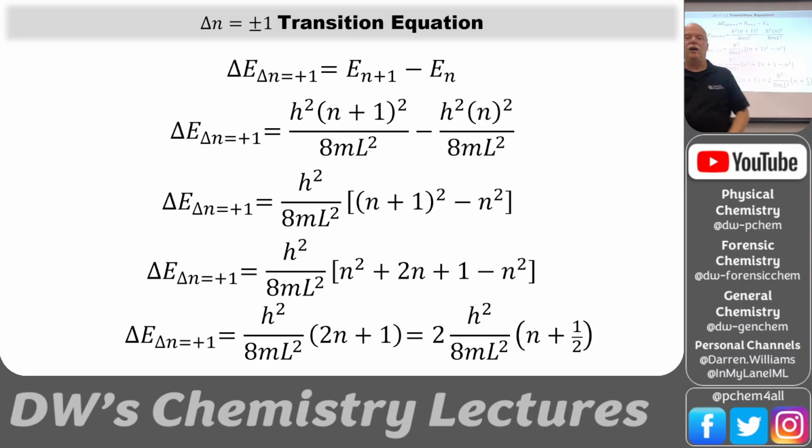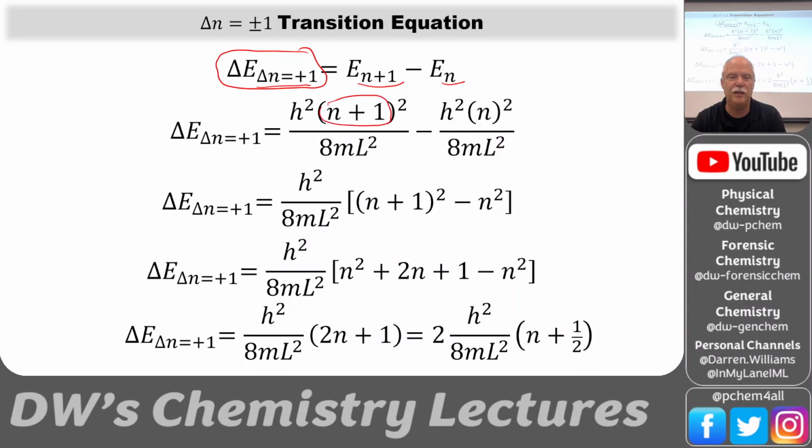So this is just taking all n+1 transitions. It's just a bit of algebra just to show you. So if we want to know the energy differences for all delta n+1s, we can put in E of n+1 and subtract E of n. So everywhere there's an n in the energy equation, we put in n+1, and then we put in n, and then we do the algebra.